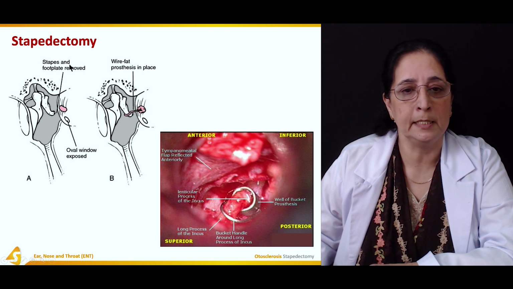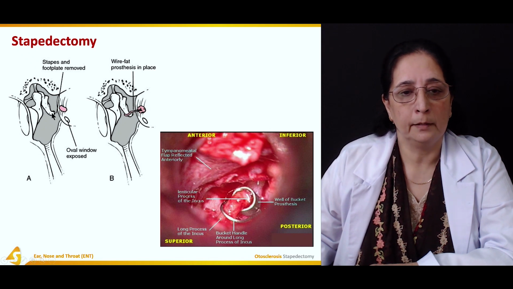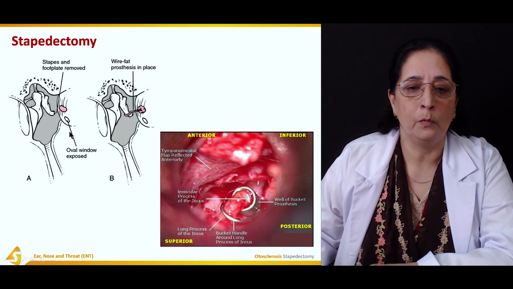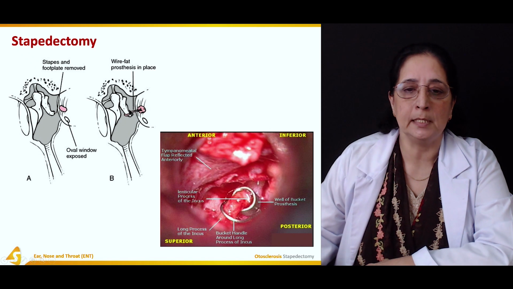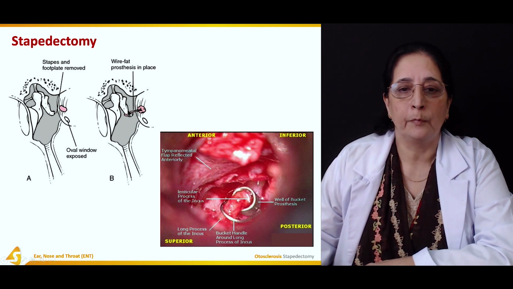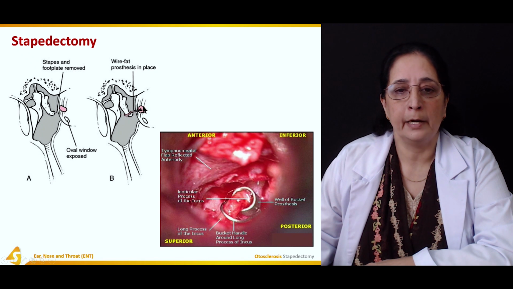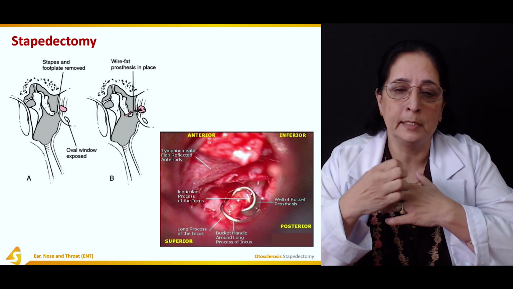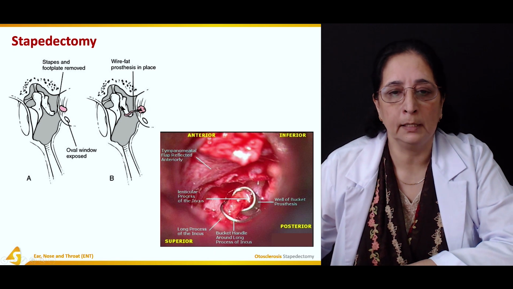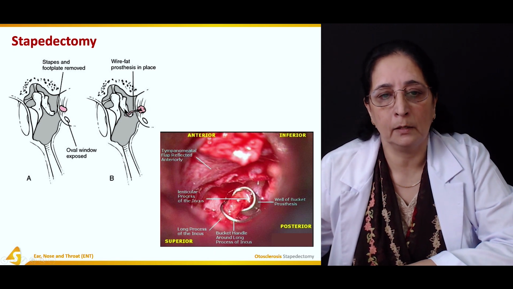This is the stapes and footplate removed. Here you can see it's removed. Two bones are there. The oval window is exposed. This is the oval window. It's exposed and the stapes is removed already. And in this diagram you can see the stapes is replaced by the prosthesis, wire fat prosthesis in place. So that's how the prosthesis is inserted, and it holds the handle of the incus.